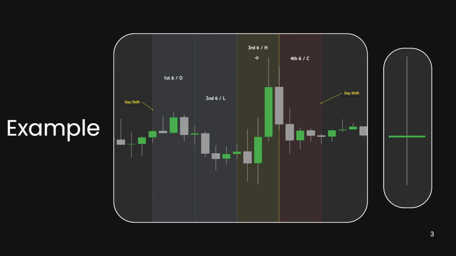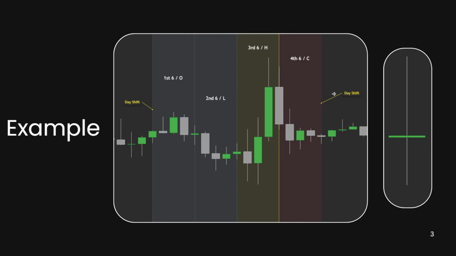And then precisely that high gets put in right with the third 6 hour candle close, and you guys can see that pullback happens immediately as that third 6 hour candle is closing and time is shifting into that fourth 6 hour candle for the close of the day. You can see precisely it moves down and we close the day, and then a new day shifts.